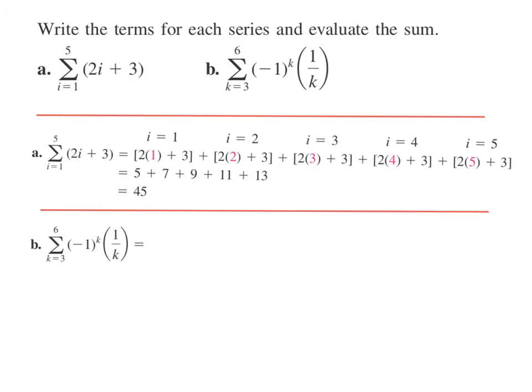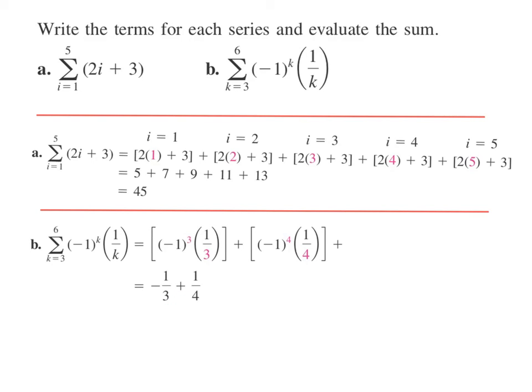All right. So again, here's my definition. I need to find k when k equals 3. Now I start with 3. Okay. So notice I plugged 3 in for k in both places. So negative 1 to the third is negative 1, which makes this negative 1/3. Then I plug in 4. k equals 4. So negative 1 to the fourth, that's positive 1. So positive 1 times 1/4 is 1/4. So this is plus 1/4.